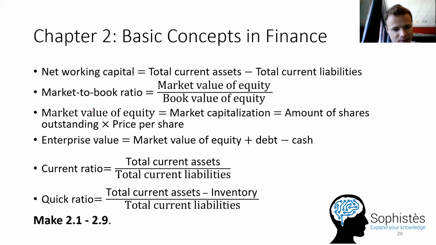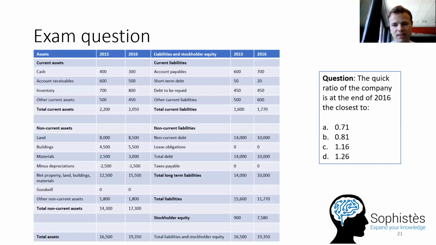And then how do you calculate the market value of equity? Well, first of all, the market value of equity is a different name for the same thing, namely market capitalization. And you calculate it by multiplying the number of shares outstanding by the price per share. Then you have the formula for the enterprise value, the current ratio, and the quick ratio. It's basically just remembering those formulas and then filling them in. Okay. So let's do some exam questions.